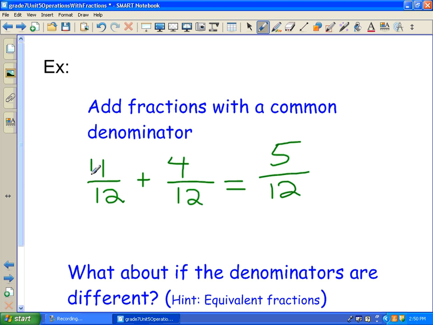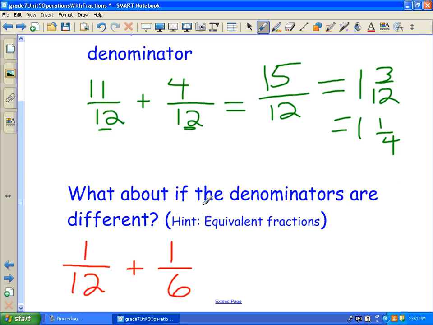Even if you had 11/12 plus 4, then it would be 15/12. Or if we were to change that back, we'd have 1 and 3/12, which could be changed to 1 and 1/4, because you could reduce this by dividing it by 3. Divide 3 by 3 and 12 by 3. So really, if they're the same on the bottom, it's really easy to do.